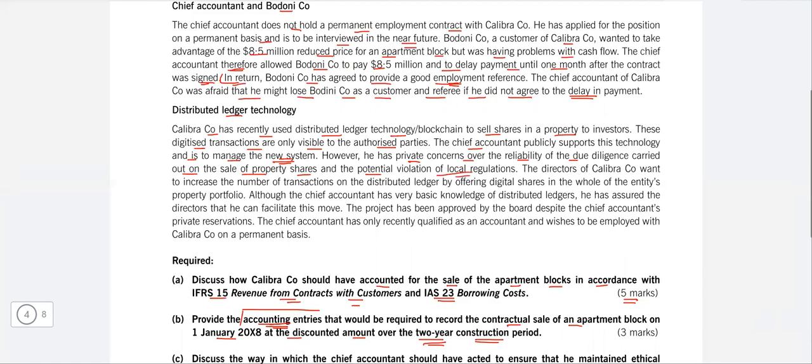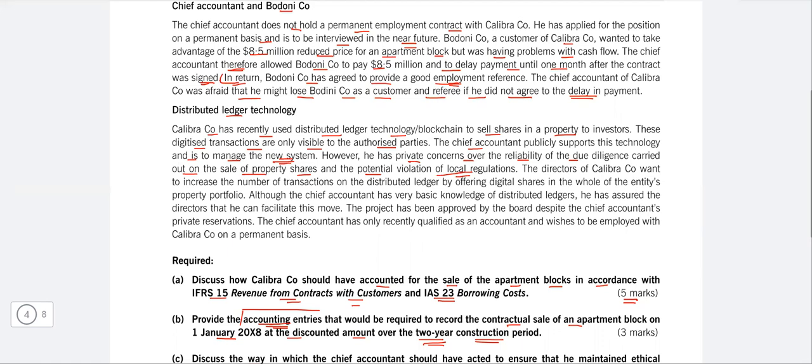So he actually has concerns that this new arrangement, which is the new blockchain technology, will result in the violation of the local regulation. When we are using that blockchain technology, that will result in a violation of the local regulation, which is against, again, the professional behavior principle, because following the laws and regulation and avoiding action that discredits the profession is professional behavior.